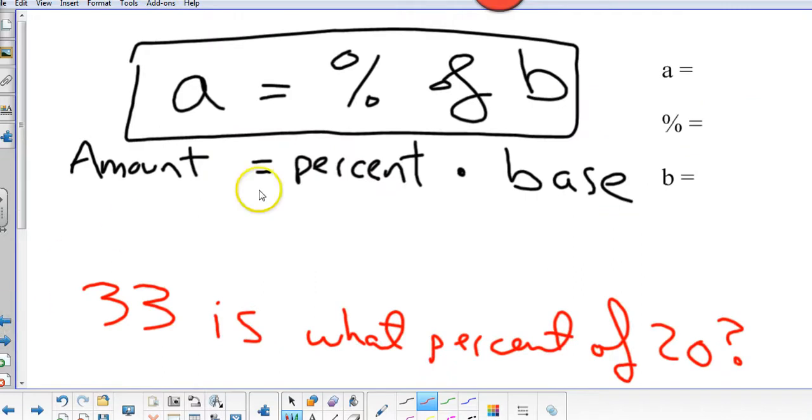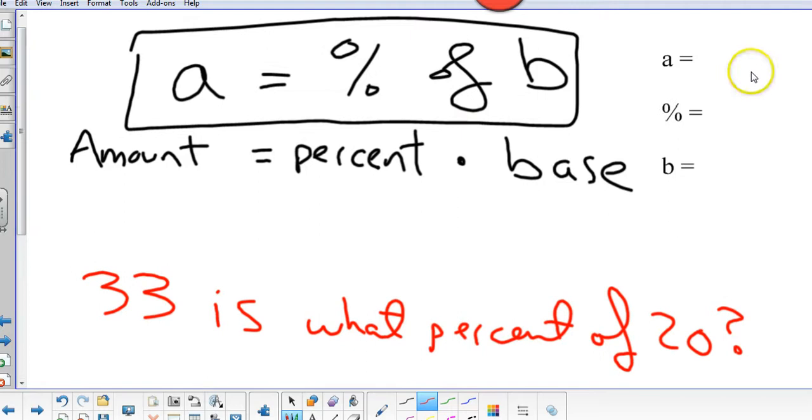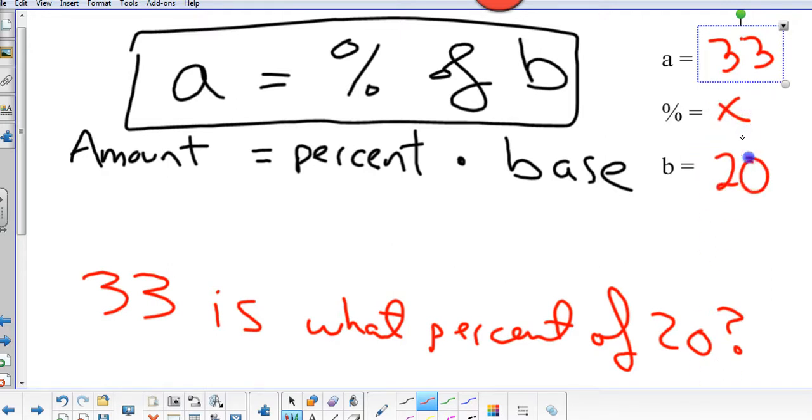All right, so for each one of these, I'm going to be using the percent equation: amount equals percent times base. I need to determine what each part is. That's really the biggest challenge here, determining what to substitute. So if I have 33 is what percent of 20, the "is" is the amount. What percent? I don't know, so percent is x and the base is 20.